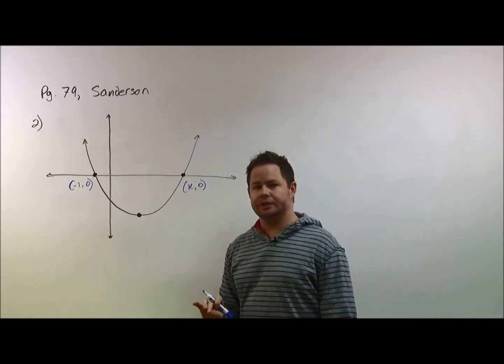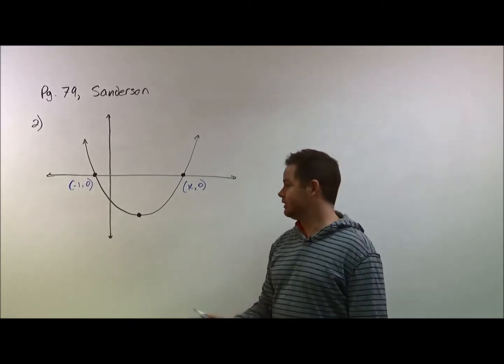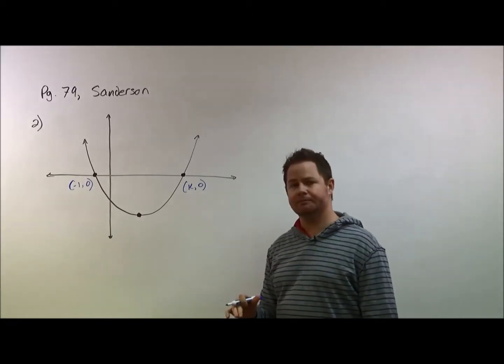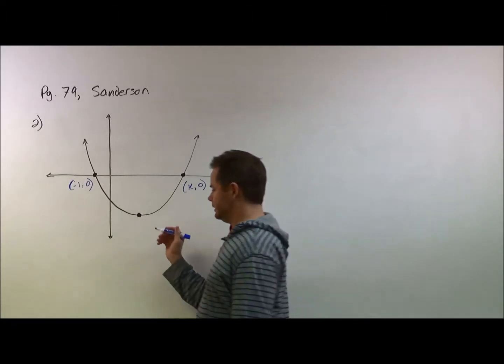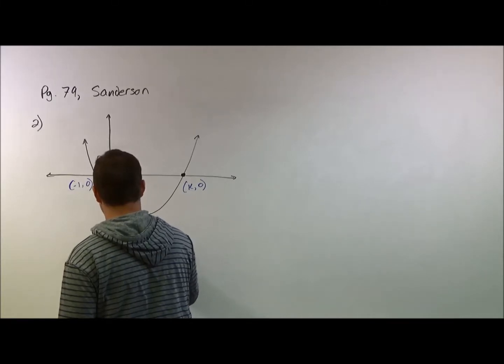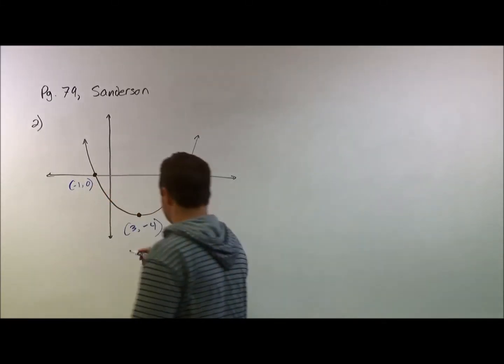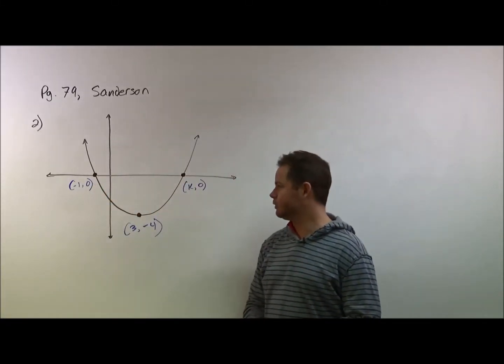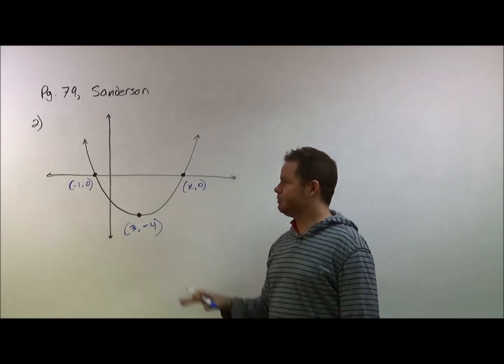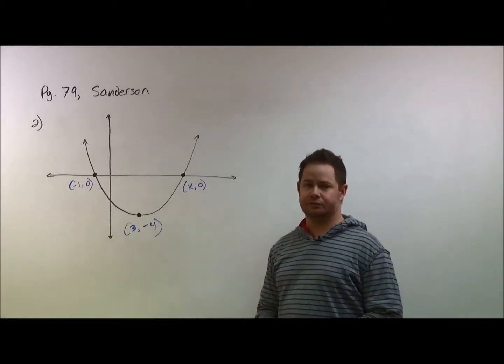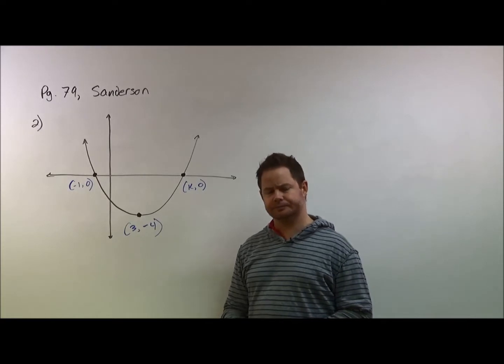Now they also, in this same problem, tell us that the vertex of this parabola is 3, -4. So we can fill in that coordinate as well, 3, -4. So we have these 3 points, and the question is asking us to find the value of k.